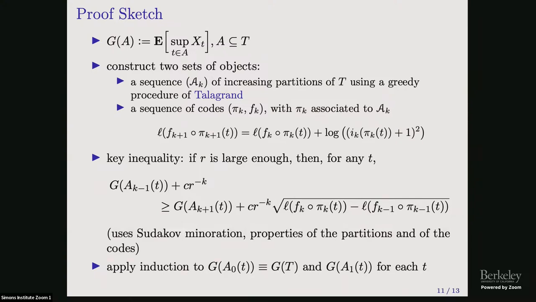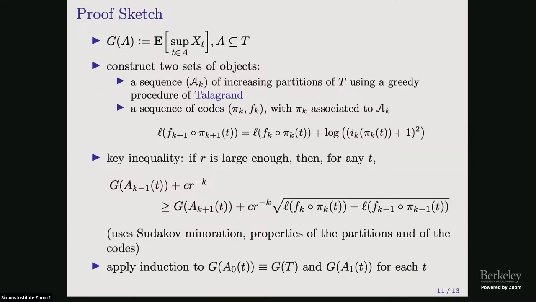So let me denote by G of A, G for Gauss, obviously, the supremum when I only look at elements of A, which is some subset of T. So we're going to do the following: we're going to construct a partition, or a sequence of partitions, in a particular way.